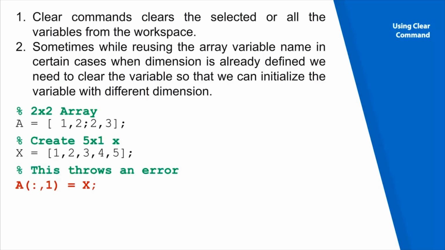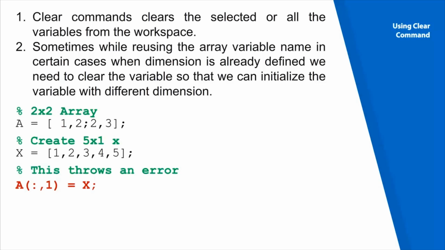For example, say we have a 2 cross 2 array A with elements 1 and 2 in the first row and 2 and 3 in the second row, and let's say we create a vector X with elements 1, 2, 3, 4 and 5. Now we want A to have X as its column. We will write A colon comma 1 is equal to X. Seems correct, right?